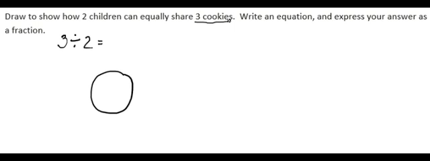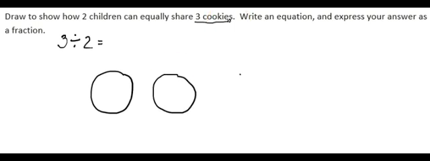My next question says to draw to show how two children can equally share 3 cookies, or to write an equation and express our answer as a fraction. So when I write my division problem, I'll start with how many cookies I have. So I have 3 cookies, and I'm going to divide them across 2 children. So that's the division problem we need to solve. I'm going to draw a picture. Since they're cookies, I'm going to draw circles.